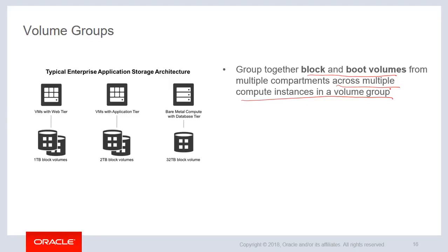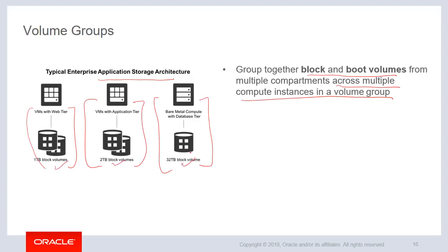So think about a typical enterprise application that has multiple tiers. Let's say there is a web tier, there is an app tier, and there is a database tier, right? Now each of these tiers has block volumes. You can see a bunch of block volumes here. Some of them also might have boot volumes, right? You're running these compute instances, so they will have boot volumes. So what you could do is take all these volumes together, group them together, and then you could operate on them as a single unit.